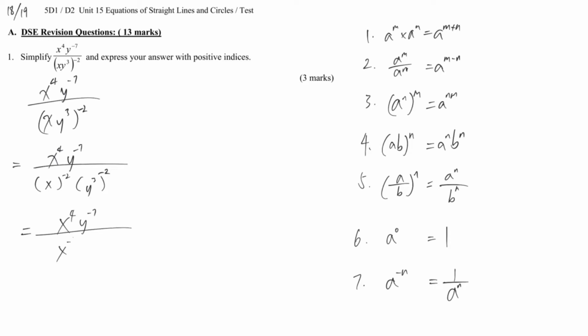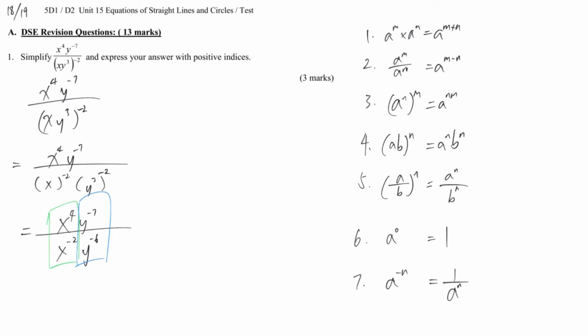Therefore, it's x power of -2, and then based on the third law of index, power of 3 and then outside power of -2. This is y power of -6. We multiply them together. After that, we just focus on x and y independently.